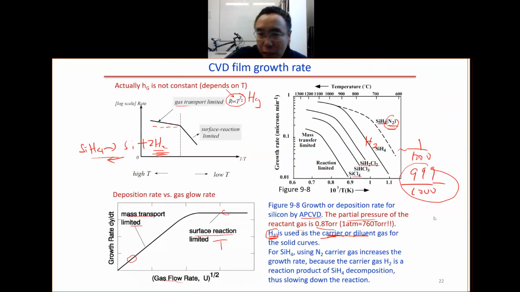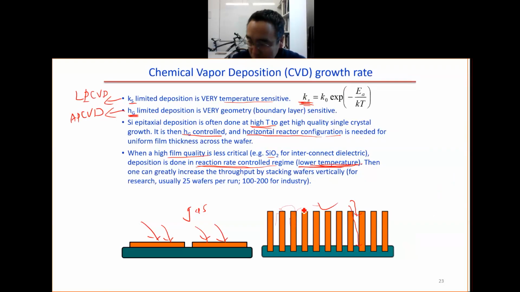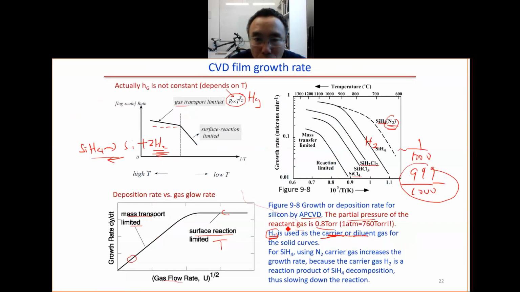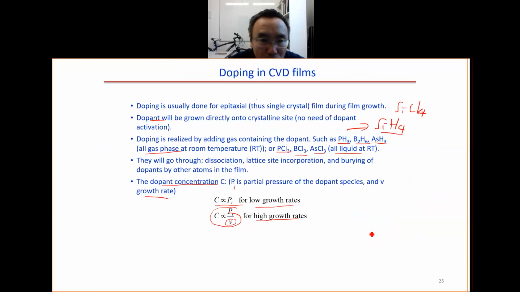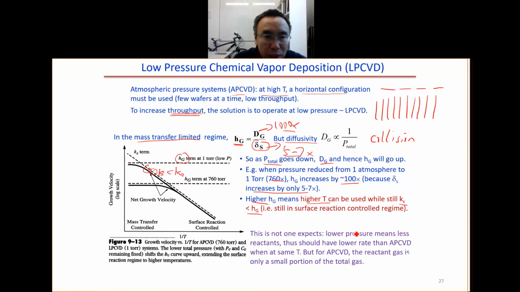So you can see here, the reactant gas is only 1 over 1,000 of the total gas. If you look at here, you see the same idea. There is the curve, and this curve says that with Pg and Cg remaining fixed, the partial pressure of the reactant gas and the Cg are fixed.